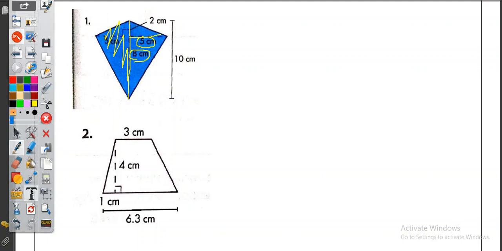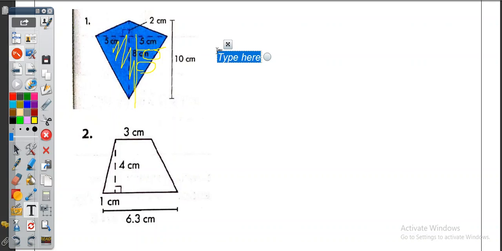To find the area, we will say area equals half the base, which is 8, times the height, which is 5, equals, what is the half of 8? It is 4. 4 times 5 is 20. So the area is 20 square centimeters.